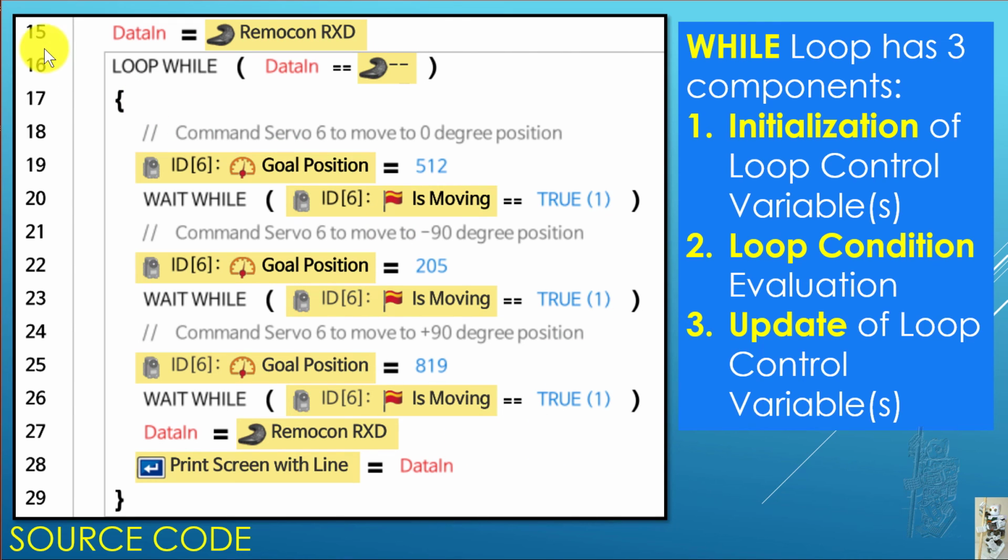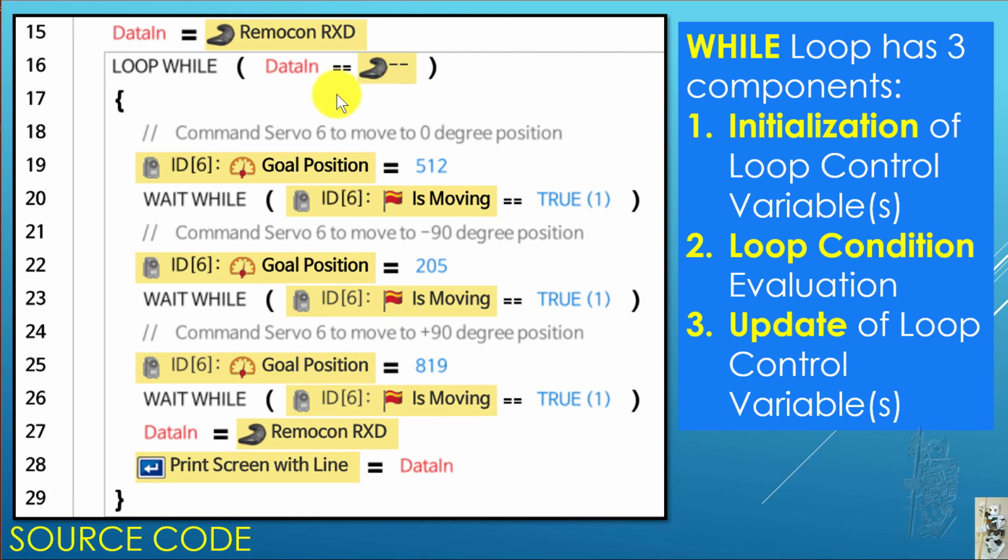So let's repeat. Statement 15 represents the initialization of the loop control variable. Statement 16 essentially sets up the loop condition and the start of the while loop. Between the curly brackets is the body of the while loop. In the body, you always need to remember to update the loop control variable, which happened to be statement 27 here.